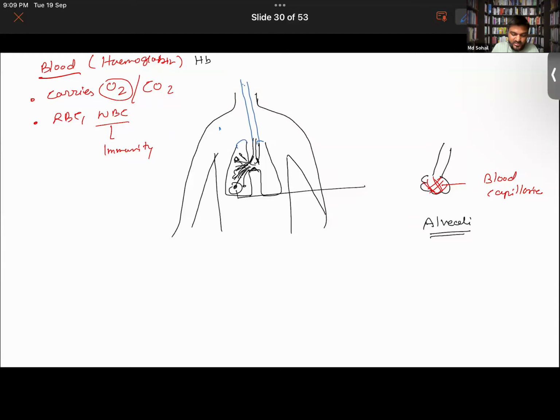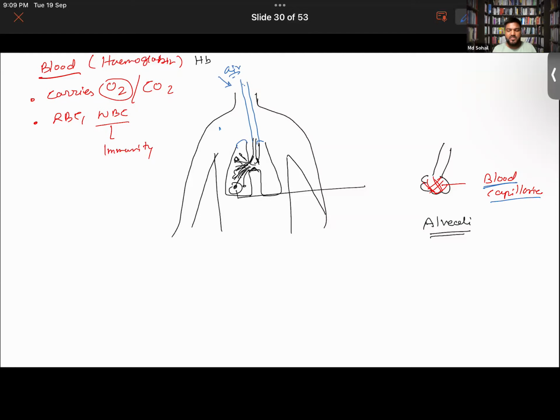So whatever air comes into the lungs here, it consists of all the different types of gases. Not just carbon dioxide and oxygen. There is a different variety of gases. It could be poisonous gases as well. So here at the site of this alveoli, what happens? It is enriched with the blood capillaries. And blood capillaries, I was saying, carry oxygen and carbon dioxide.